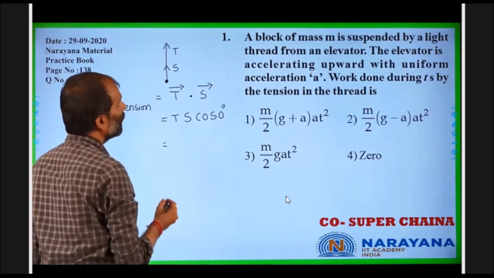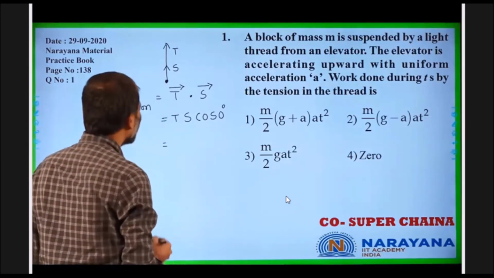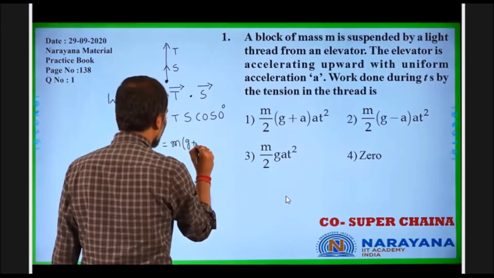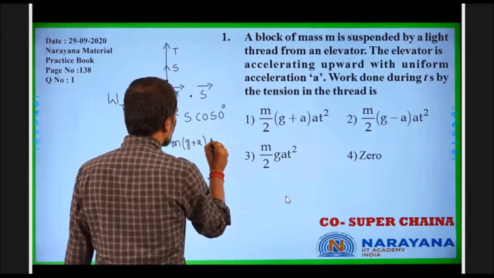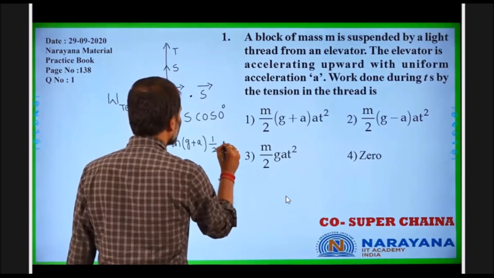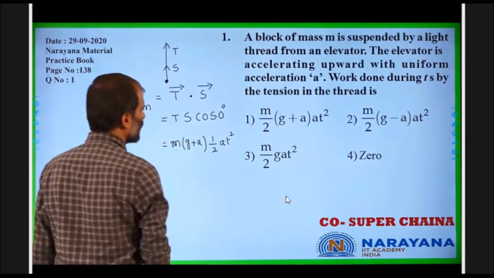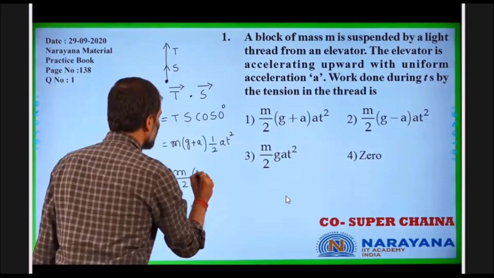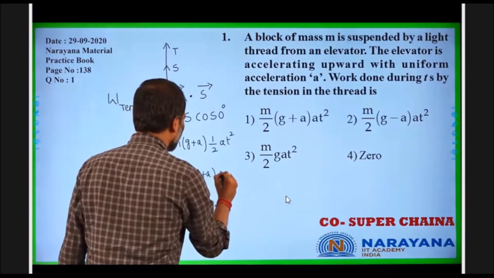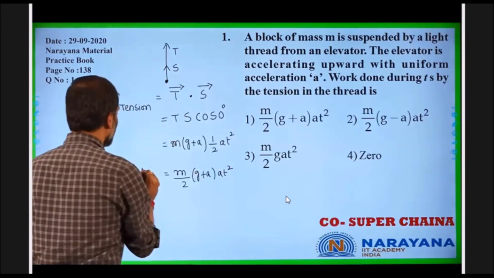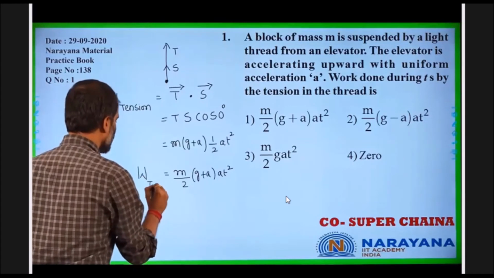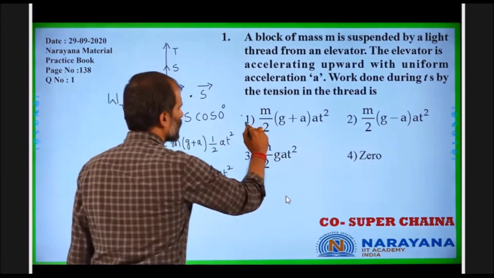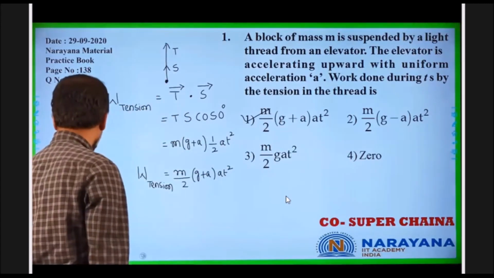So when the elevator is accelerating upwards, tension is m into (g plus a) and distance is equal to half at square here. So considering that, it is m by 2 into (g plus a) into at square. This is the work done by the tension here. Right? So which is matching with our first option.